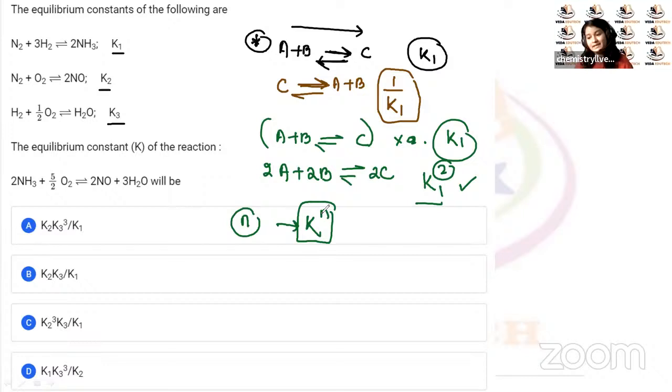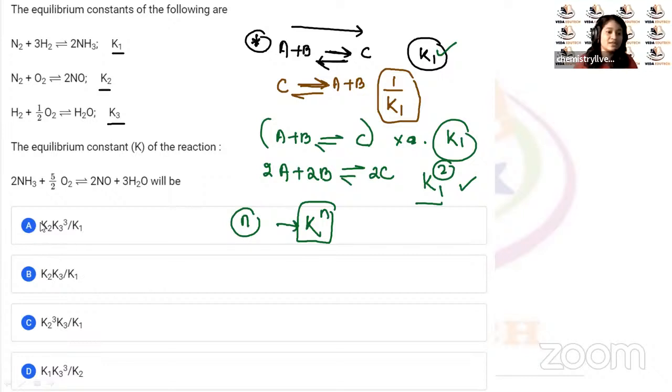Whatever you multiply, that goes in the power. Yes, so this is the key concept here. So what is the key concept here? When you go in the forward reaction and your equilibrium constant is K1, for the reverse reaction your equilibrium constant is 1 by K1. If you have an equilibrium constant K and you multiply the equation with an integer, then the same integer goes on to the power, right?